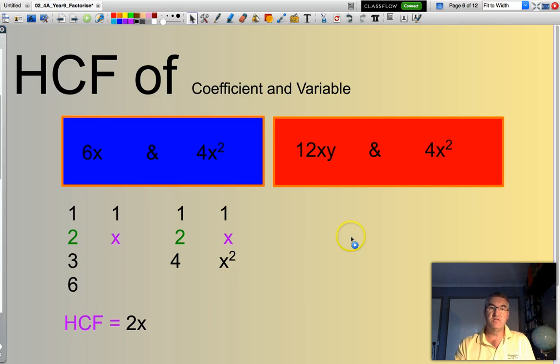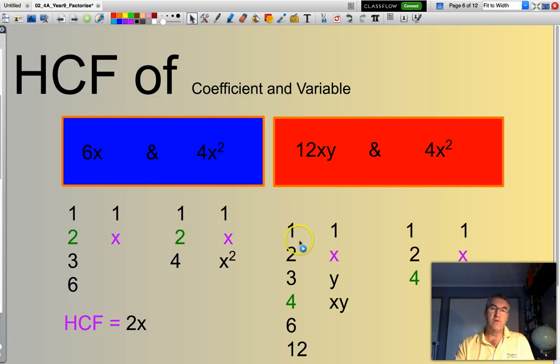Right, let's look at the next one. Feel free to pause this video if I'm going too fast and you want to think about what I have here. This time I have 12xy and 4x squared. Now I'm going to list all the factors of 12 and all the factors of xy. Then I'm going to have a go at listing all the factors of 4 and all the factors of x squared. So here we go.